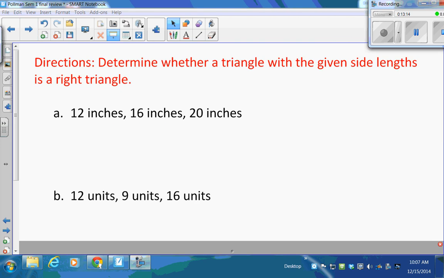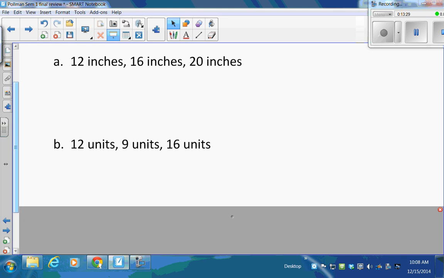These next two are also very similar to what's on the test. Numbers are changed just a little bit, but you have to determine if these are right triangles. Remember, a squared plus b squared equals c squared. So just plug the numbers in. You should remember these from before, and go ahead, do it now.